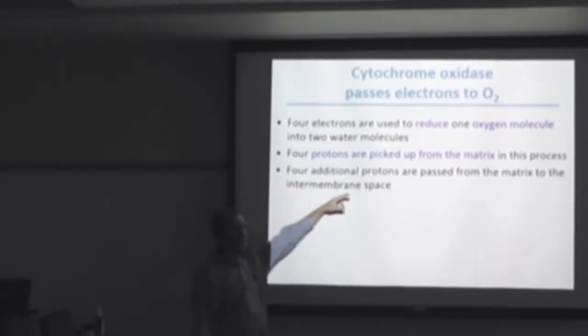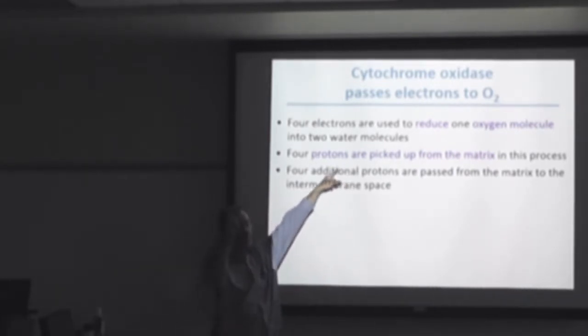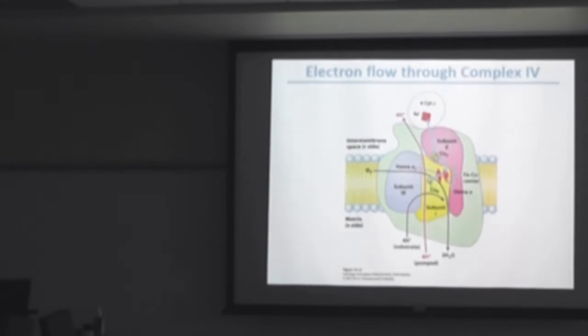So again, the oxygen itself picking up those protons is lowering the concentration of protons in the matrix, and then you pump 4 more protons out of the matrix. So you're really keeping the concentration of protons low in the matrix, and that all goes to increase that proton motive force that will ultimately produce the ATP, right?